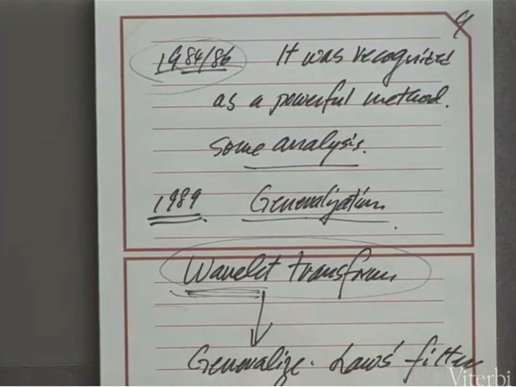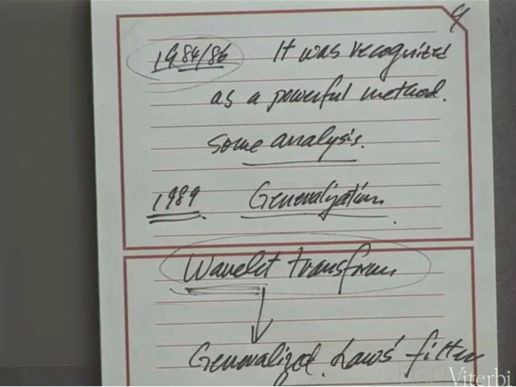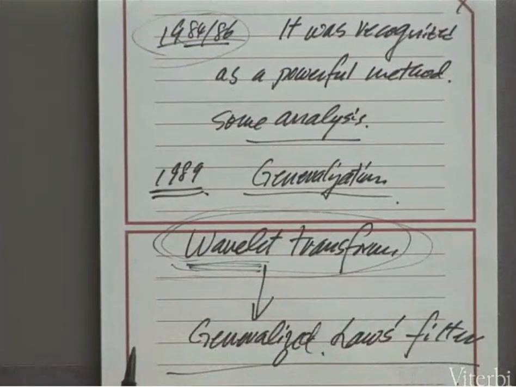So I generalized the Laws filter using the wavelet transform. The way I used the generalized wavelet transform is that the Laws filter has a fixed size, it's always the same size, but I tried to use an adaptive size. The transform can be of different sizes and so on. And then I had a third PhD student work on the topic, okay?